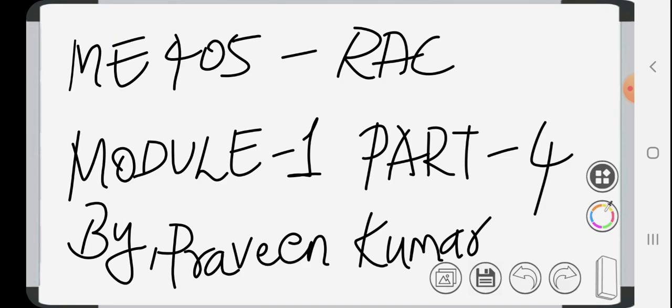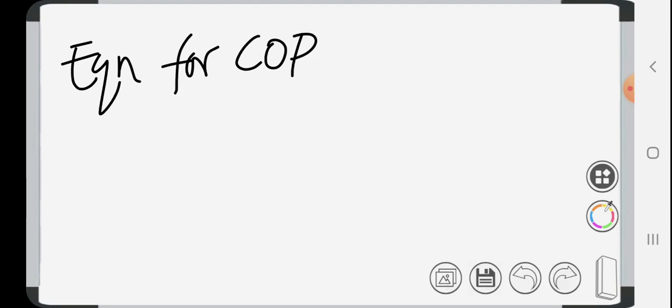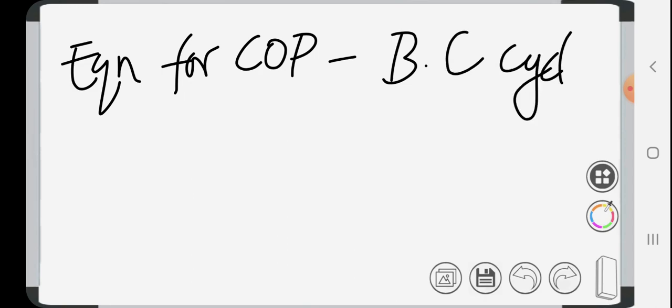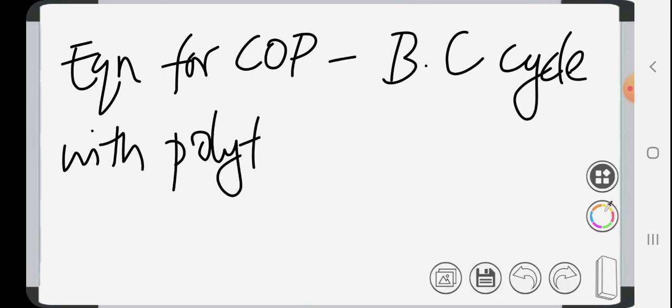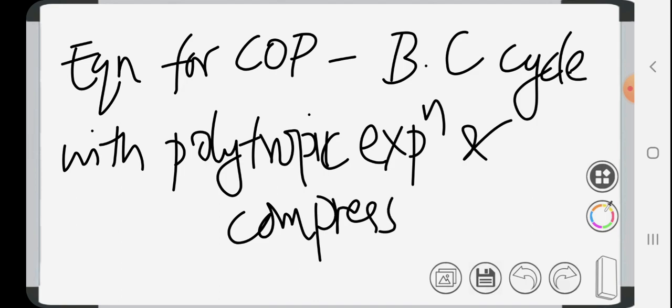Before that, I have asked you to write an assignment to find the equation for COP in case of Bell-Coleman cycle with polytropic expansion and compression. Polytropic expansion and compression, right? Have you done it? I hope you have done it, but I will explain it for those who have not understood.